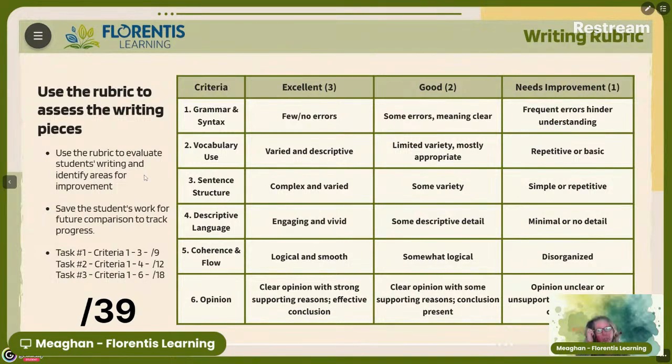So for task 1, you're only using criteria 1 to 3. For task 2, you're using criteria 1 to 4. And for task 3, which is our highest level, you're using criteria 1 to 6 to assess their evaluation. And there are 3 writing tasks in this.